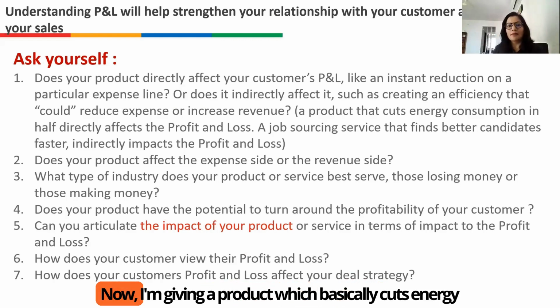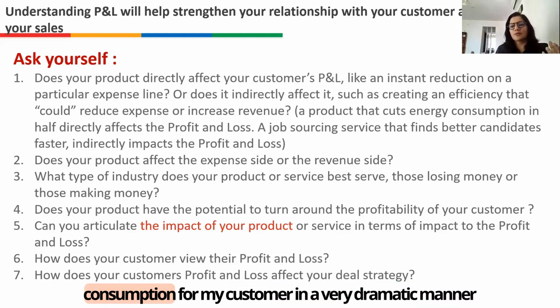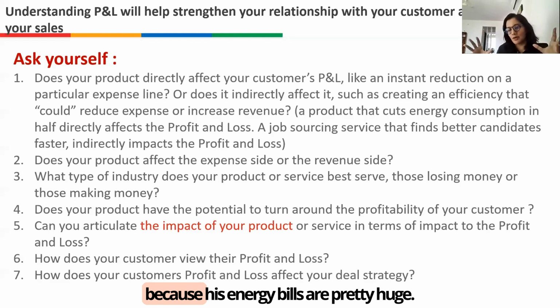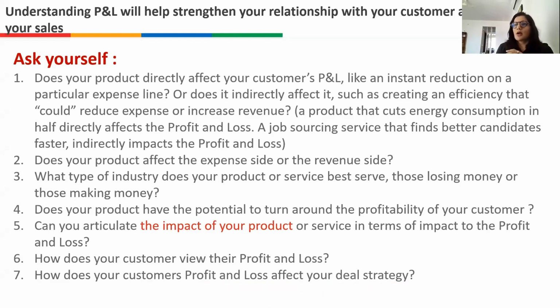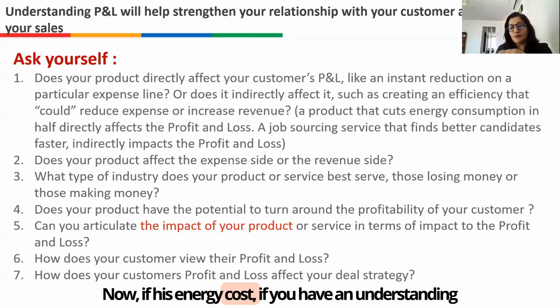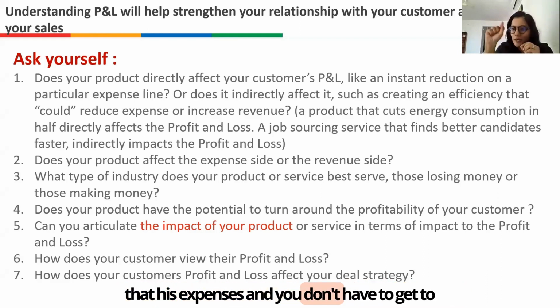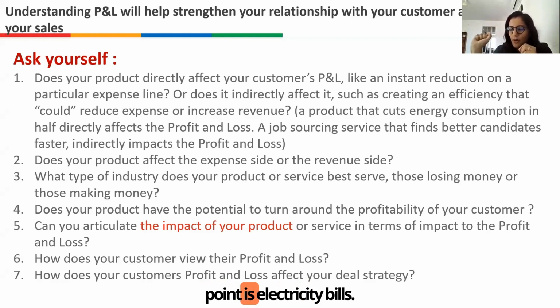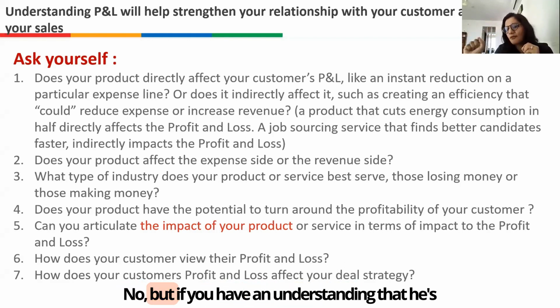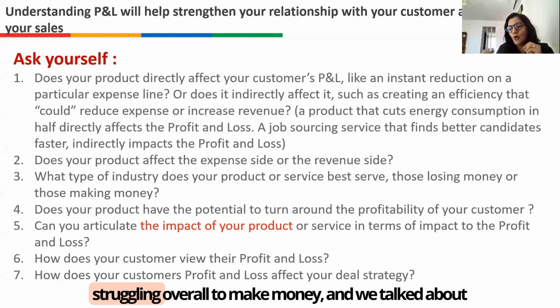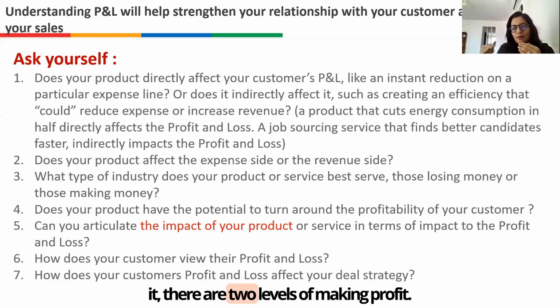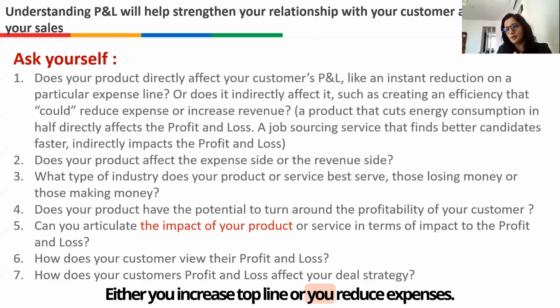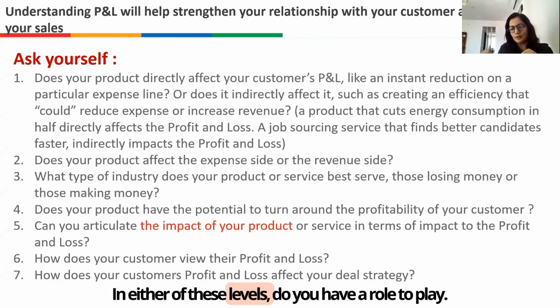Let's make it this way. I'm giving a product which cuts energy consumption for my customer in a very dramatic manner, because his energy bills are pretty huge. Now, you don't have to get to the level of knowing that his biggest expense is electricity bills. But if you understand that he's struggling overall to make money, okay? One of the levers, and we talked about it, there are two levers of making profit. Either you increase the top line or you reduce expenses. In either of these levers, do you have a role to play?